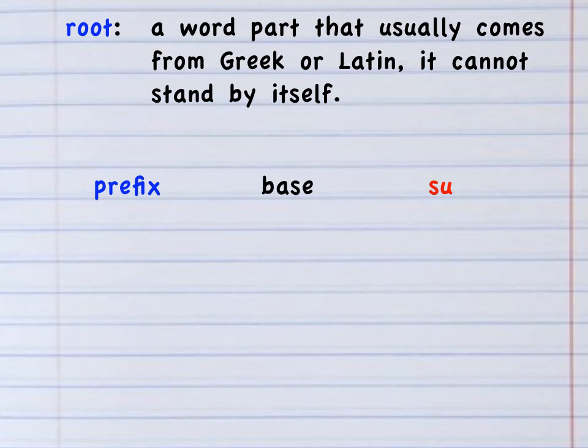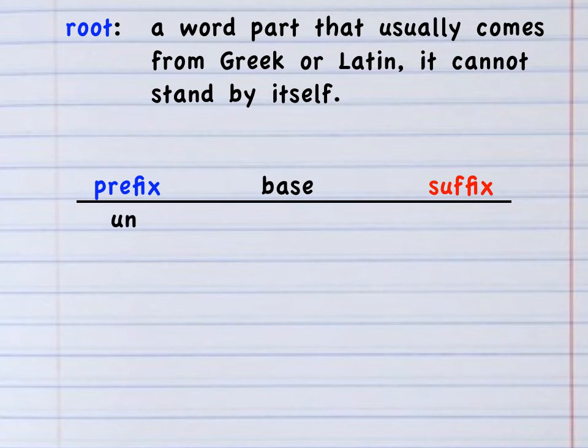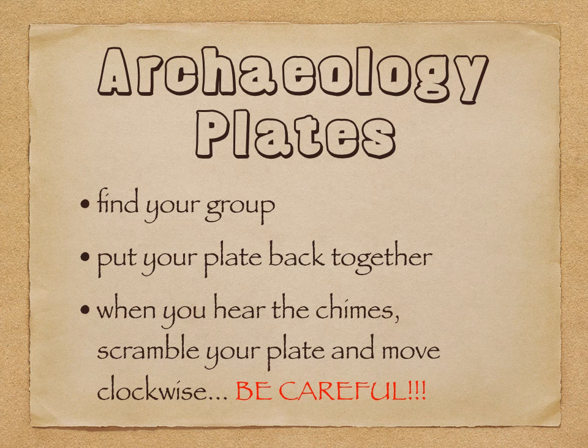So I want you to come up with as many words as you can where you can attach a prefix and a suffix onto a base, such as unsuccessful. After this activity, we did the archaeological plate activity where we got in groups and we worked together to solve puzzles by putting our broken plates and bowls back together.